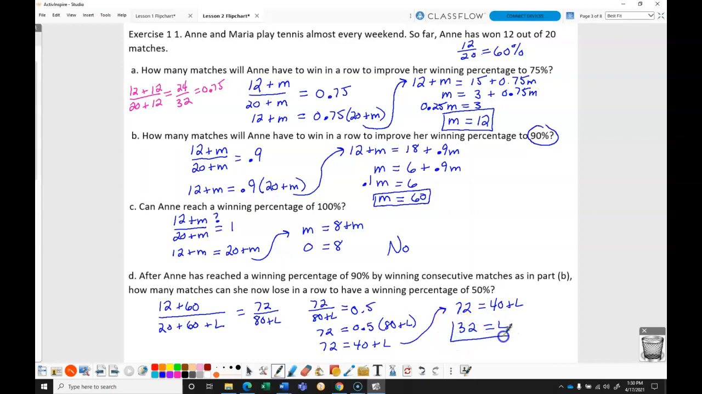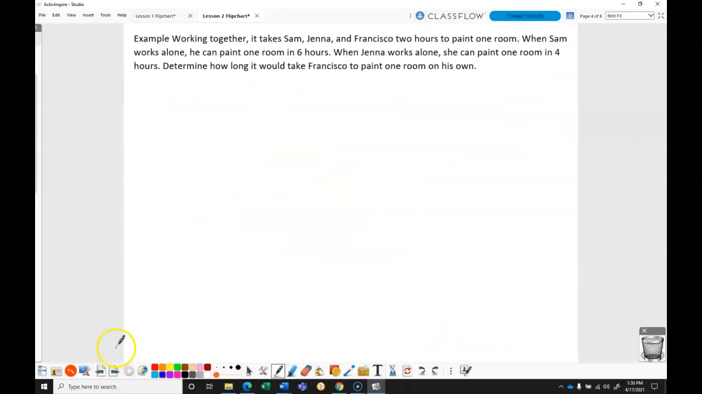So she would have to lose 32 games in a row to get back down to 50% after she was already up at 90%. Okay, so we got another example to work through. It's in the guided notes. You could take a second and read the next example and try and work on it a little bit before you watch me go through it. Here's our second one.